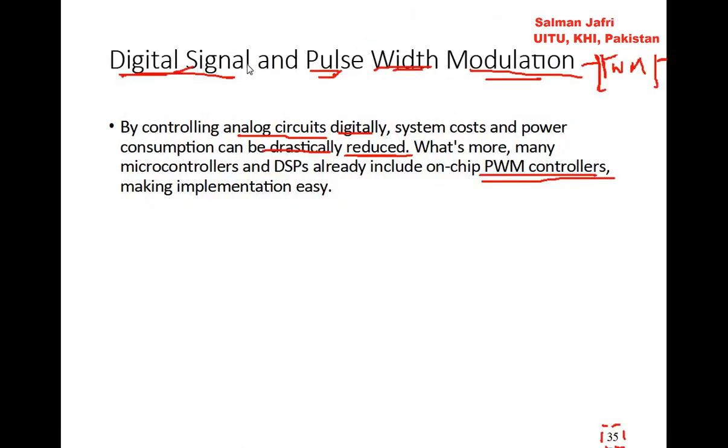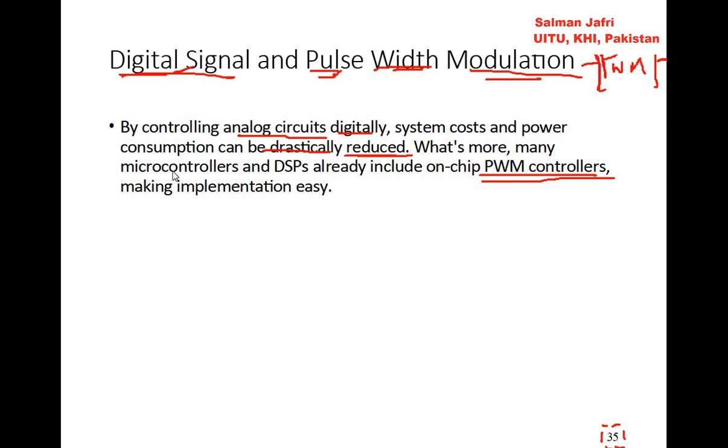Let's now talk about digital signals and pulse width modulation, which is also termed as PWM. Right? So what is PWM? By controlling an analog circuit digitally, system cost and power consumption can be drastically reduced. So PWM is the method of controlling analog circuits via a digital method.